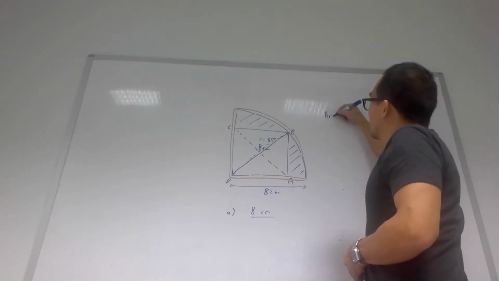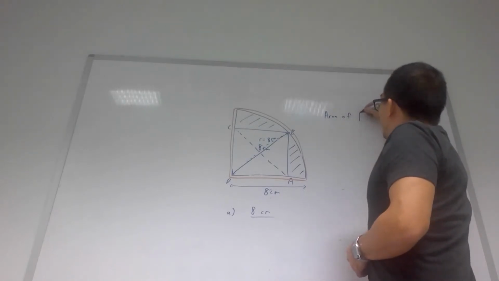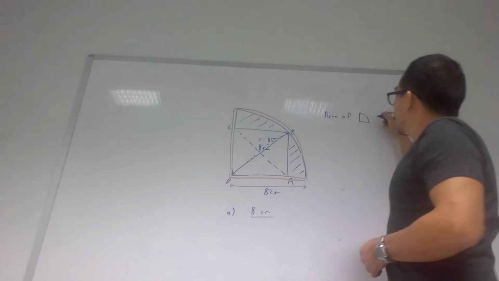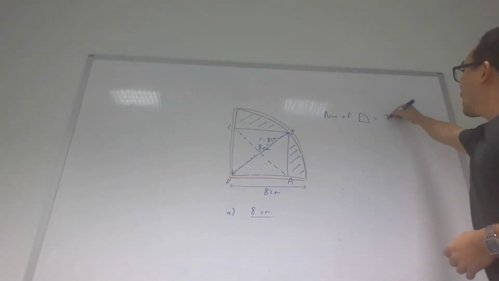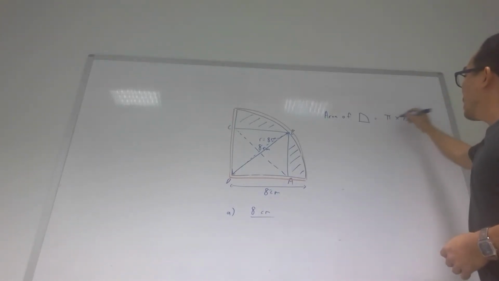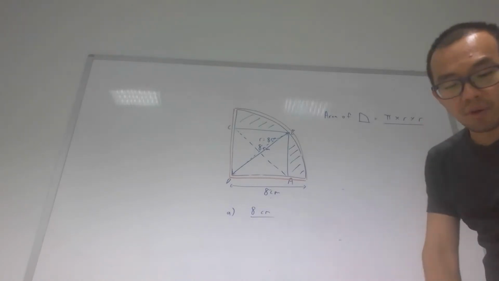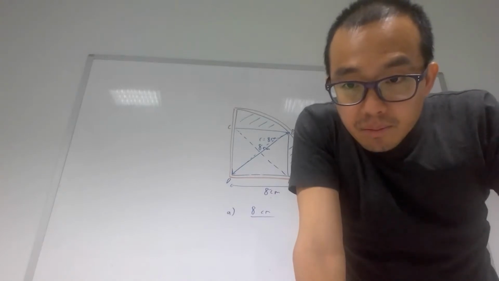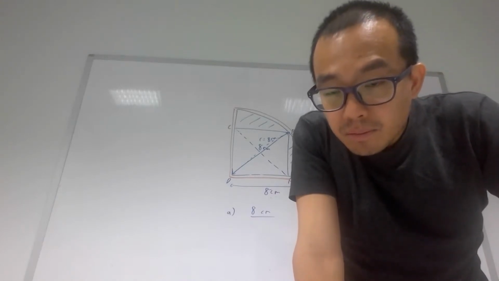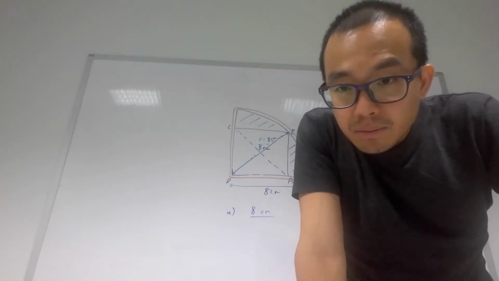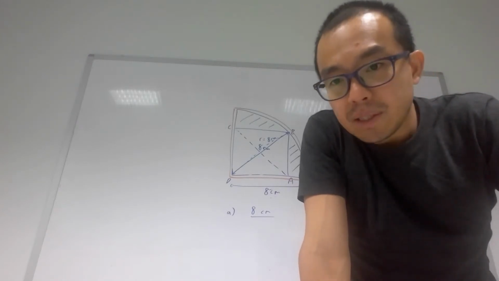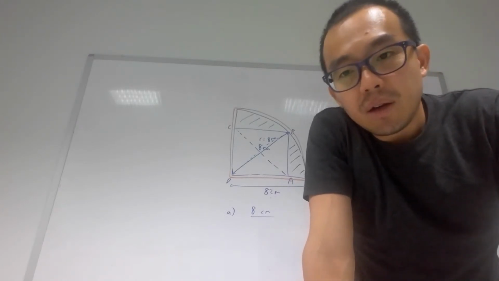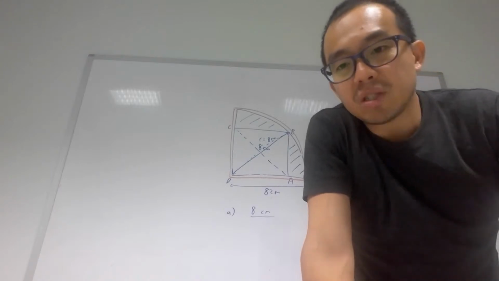So, area of this one equals pi times r squared divided by 2 or 4. Come and answer me, 2 or 4. Martin, please don't be cheeky with me. If you are sleepy, then don't participate. Okay?